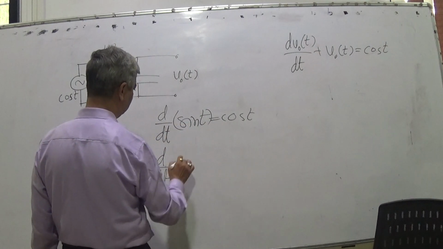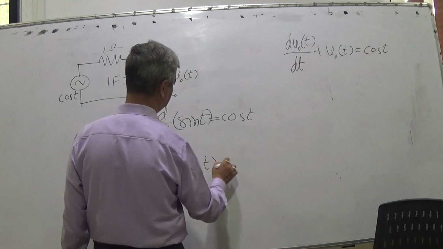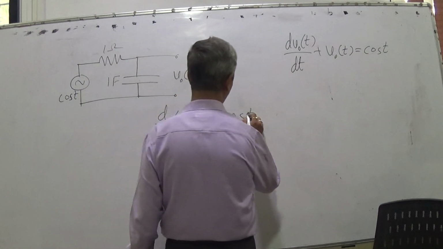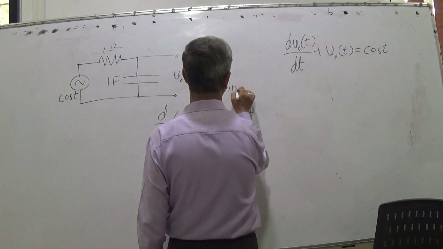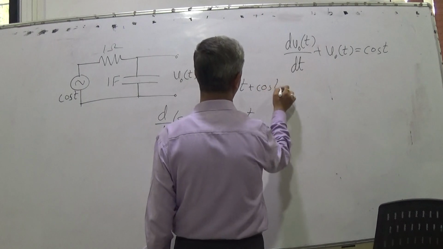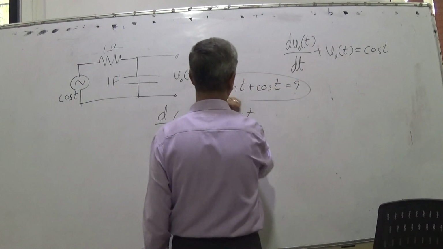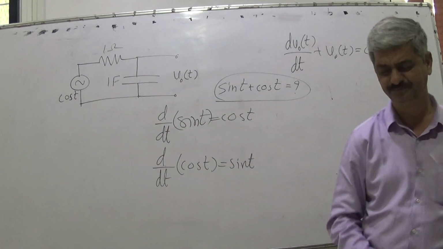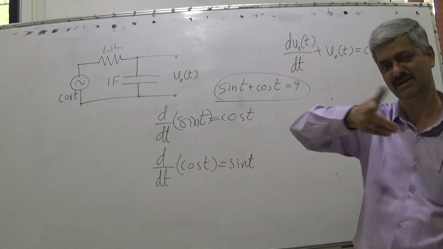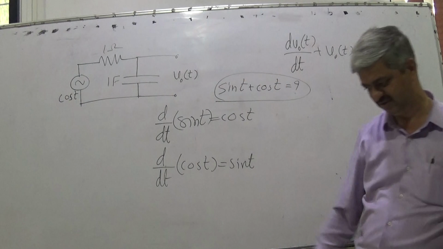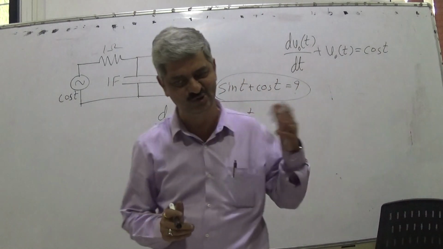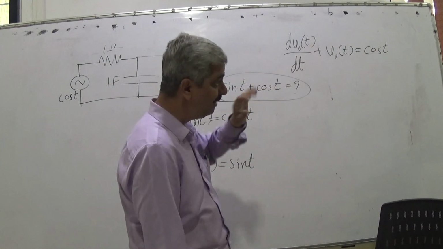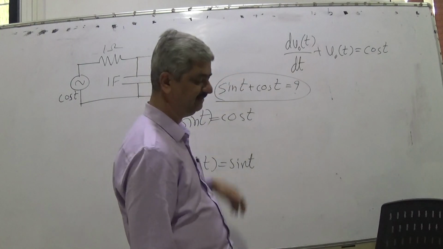d by dt of cos t is minus sin t. And when you add, say, sin t plus cos t, what do you get? That also you can think of. You get some phase shift, that is your CET trigonometry. You may or may not need this, but if you want a simple solution, you may need this.